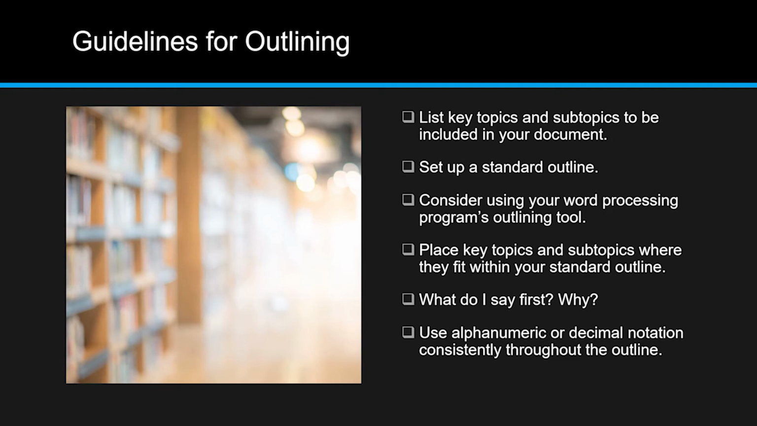Either one you choose, I need you to make sure that you are consistently using it throughout the entire outline. Don't start alphanumeric and then drop into decimal notation. It looks shoddy. It looks unprofessional. We are all about uniformity in technical communication, so make sure that you stick to that. All right. And then you want to avoid excessive subtopics. Okay. If it doesn't pertain to that audience, there's no need to list it.